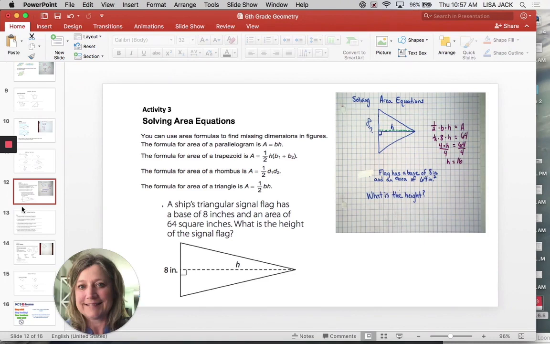So here's the situation. A ship's triangular signal flag has a base of 8 inches and an area of 64 square inches. What is the height of the signal flag? We can see that we have some information missing. So let's watch our instructional video.